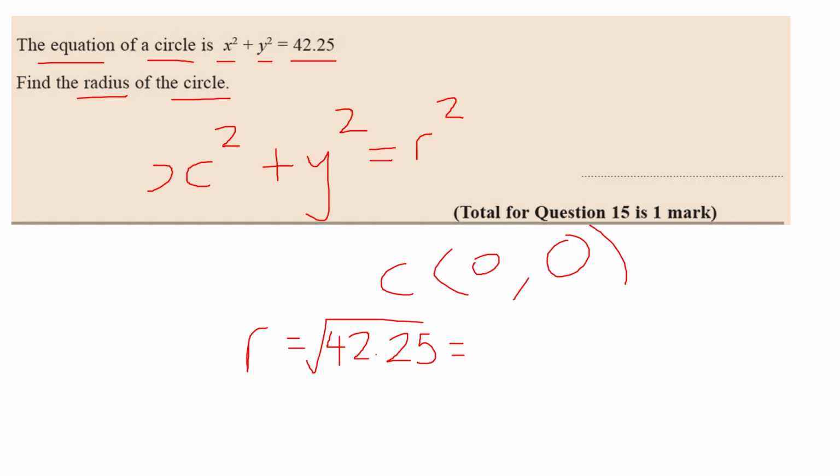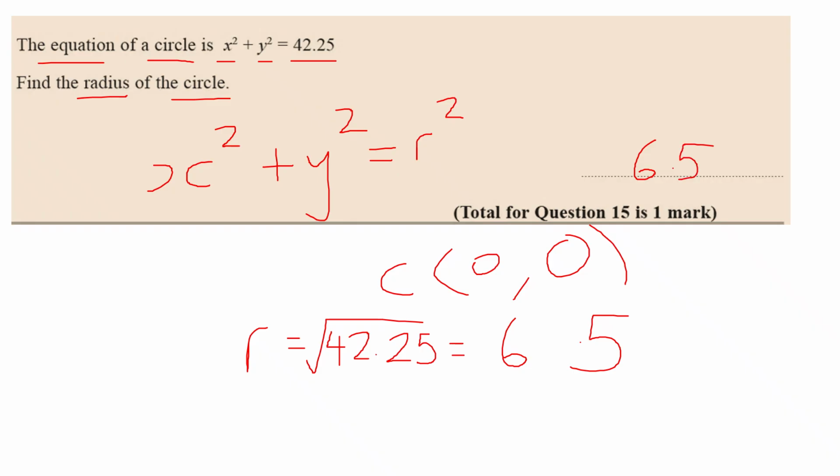Okay, so square root of 42.25. Press the execute button and press format to change it to a decimal: 6.5. That's what we get, guys, 6.5. So the radius of the circle is 6.5, and that is our final answer.